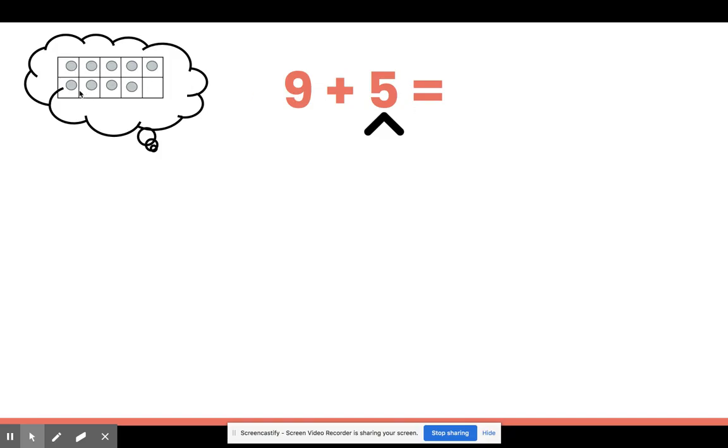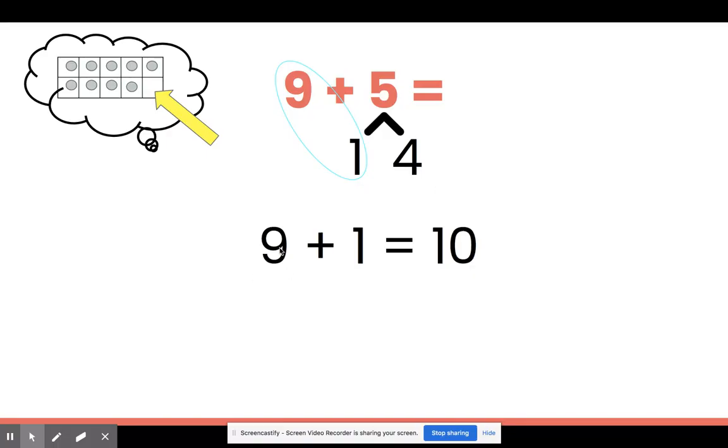It has 9 circles. That represents the 9 right here. How many more do I need to make a 10? That's right. I need 1. So from 5, I need to make sure I have 1 to add to 9 to make a group of 10. That leaves me with 4 more left over. 9 and 1 are partners to 10. So that's going to be my first addition sentence. I'll add 9 plus 1 to get my group of 10.